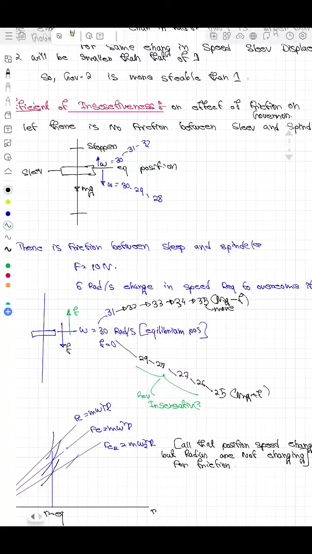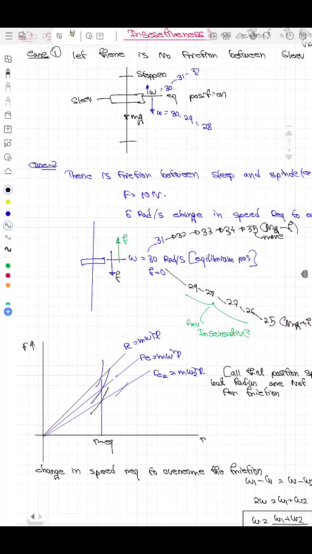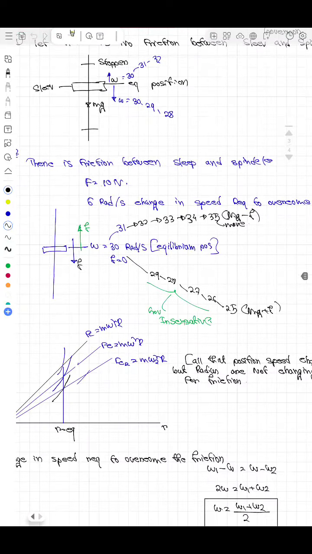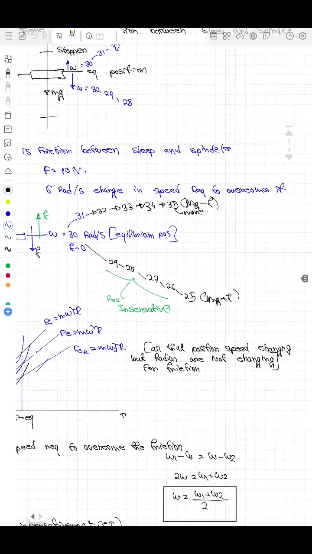Here you can see 31, 32, 33, till this point we are not going to see any change. So what we are doing is taking mg and subtracting from it, and then we can see that till this point there will be no change. On the lower side also it is the same, that is the governor insensitiveness. So this is being shown here: till that point there will be no change, the speed is changing but the radius is not changing.